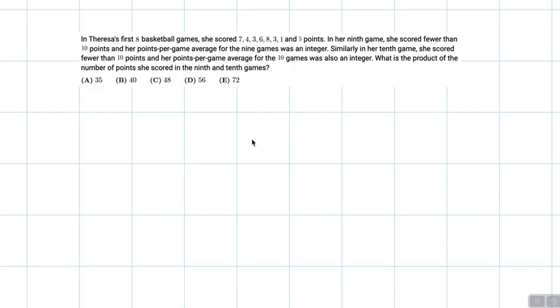Okay, so this sum, let's just get this sum first. 11, 14, 20, 28, 31, 32, 37. So 37, and this has to then be divisible by 9. 37 plus x is divisible by 9. And then it's 37 plus x plus y, which is what she scored in the next game.